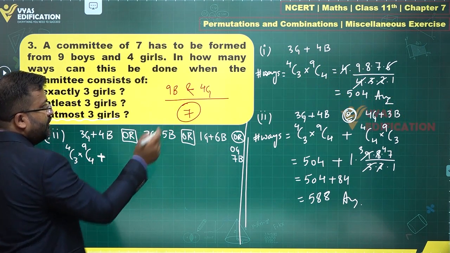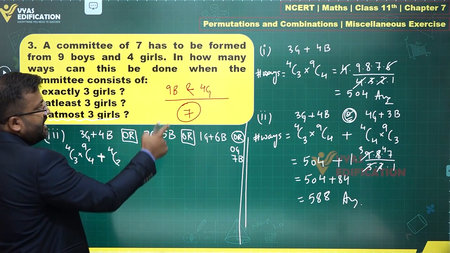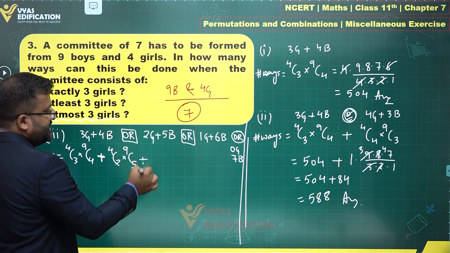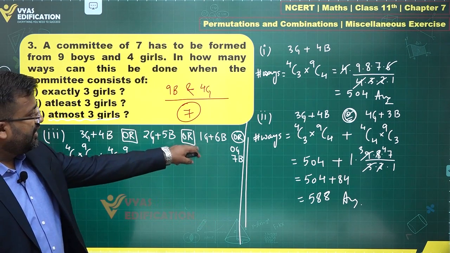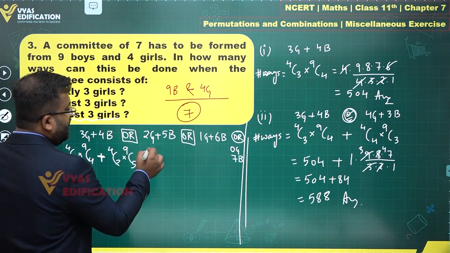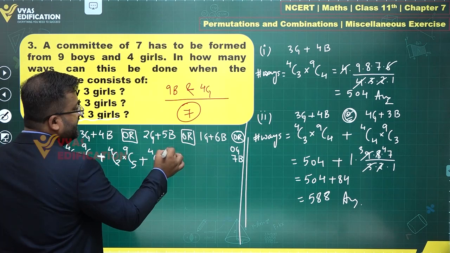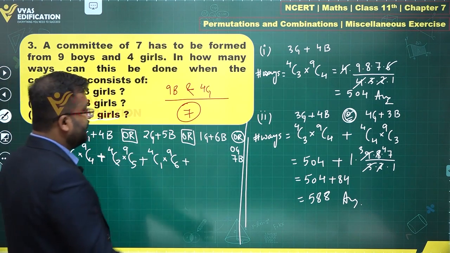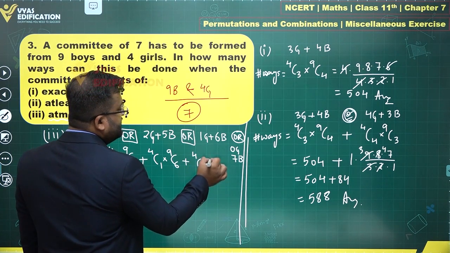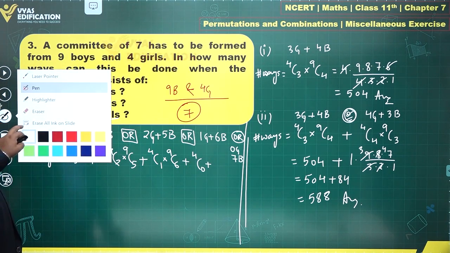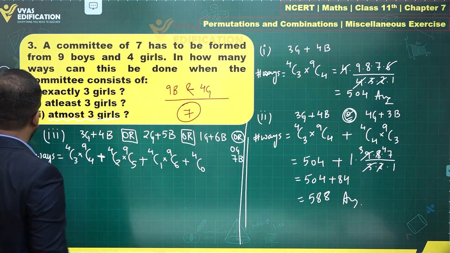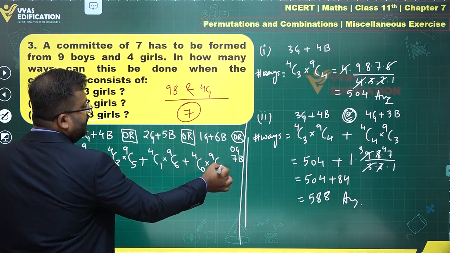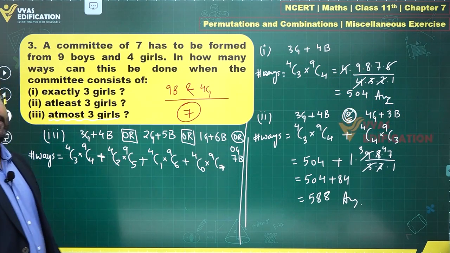What is that? 2 girls out of 4 girls, 4C2. 5 boys out of 9 boys, 9C5 is what I get, plus. Since there's another or, 1 girl will imply 4C1 times 9C6 plus another one. What's that? 0 girls, which is 4C0 times 9C7 is what I require over here. Yes, this is what I need.